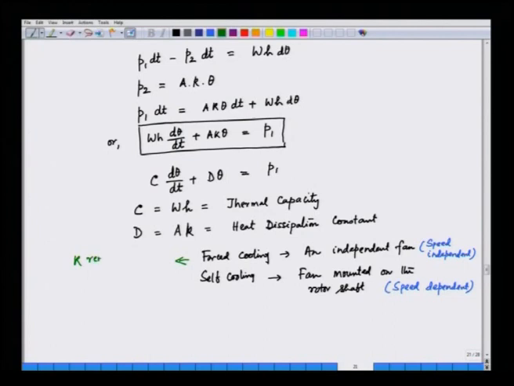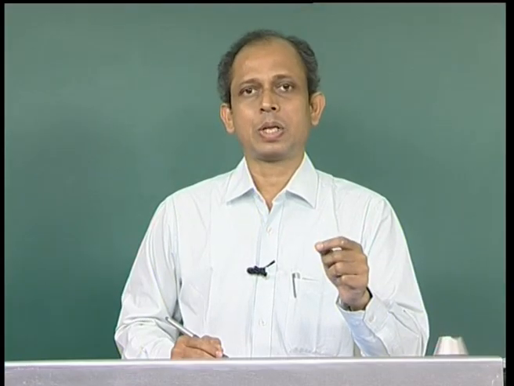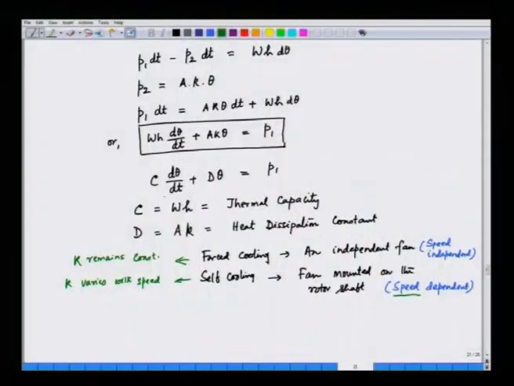So, for force cooling, K remains constant. And for self cooling, where we have a speed dependent cooling, K varies with speed. For simplicity, we will assume that the cooling is constant. I mean, we can have force cooling, where the cooling is independent of the speed. So, we will assume that K is constant. So, we have a first order differential equation, that is C d theta by dt plus D theta is equal to P1, where C is the thermal capacity and D is the heat dissipation constant.